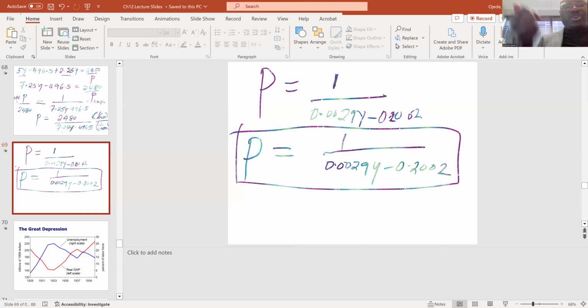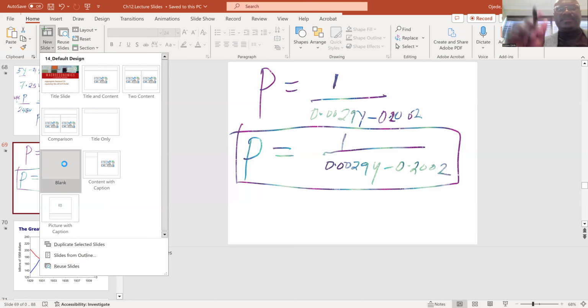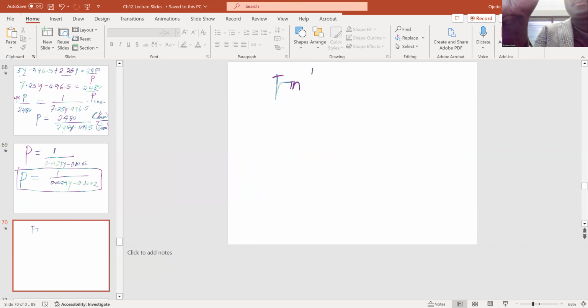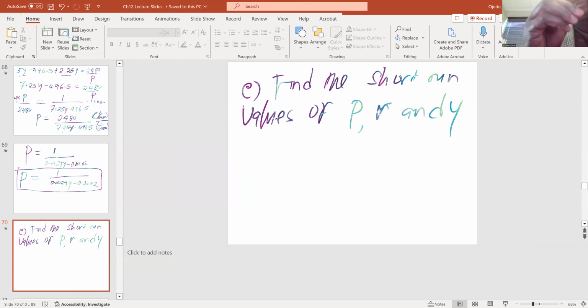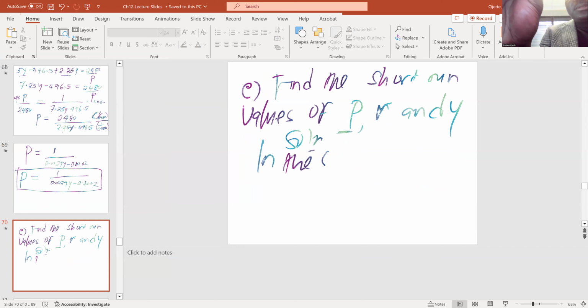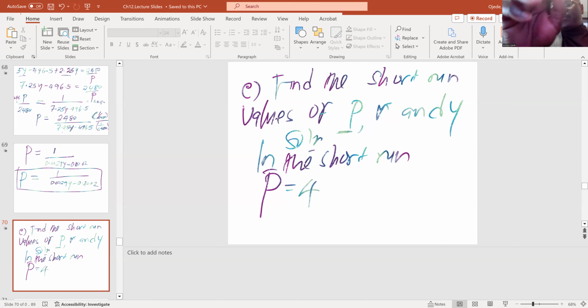The other question that I asked you, which is part E, was to find the short run values of P, R, and Y. You don't need to solve for P. We know that in the short run, price is sticky. Price is going to remain the same at 4. Price doesn't change in the short run because the value of price has been given.